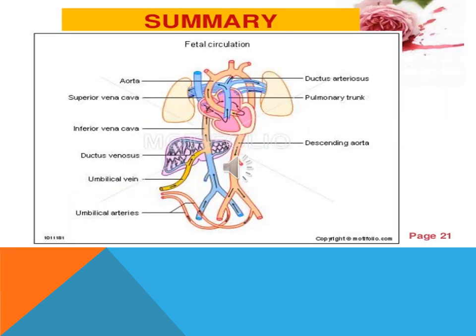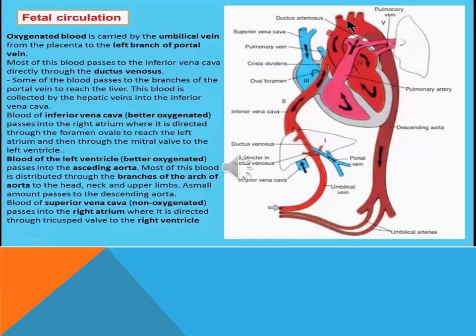I think you all remember what we mean by fetal circulation. You know that in the fetal circulation, in the umbilical cord, there are one vein and two arteries. We said before that the umbilical vein carries oxygenated blood, about 80% oxygenated, and the umbilical arteries contain deoxygenated blood. The umbilical vein with oxygenated blood carries the blood from the placenta to the left branch of the portal vein.